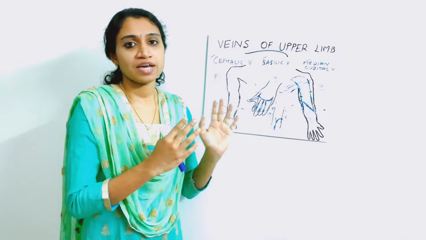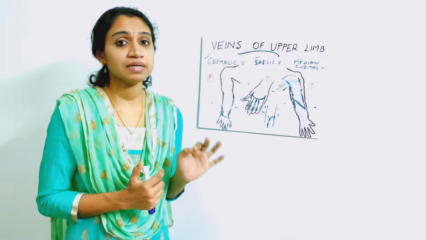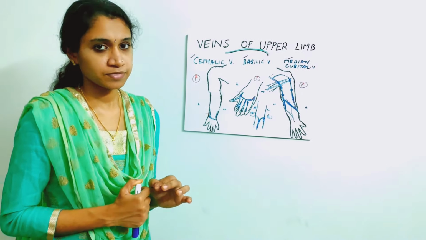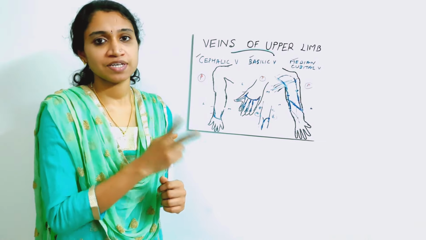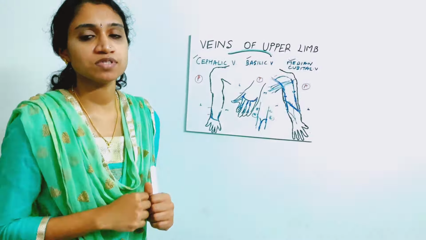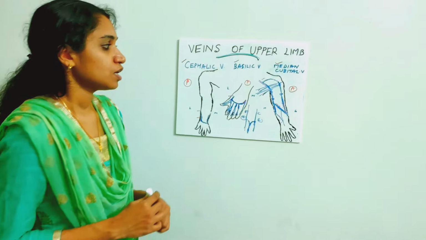Then medial to the axillary vein, we can see the medial cutaneous nerve of arm. That is an important relation. Lateral to that, we can see two nerves, ulnar nerve and medial cutaneous nerve of forearm. These are some important relations.